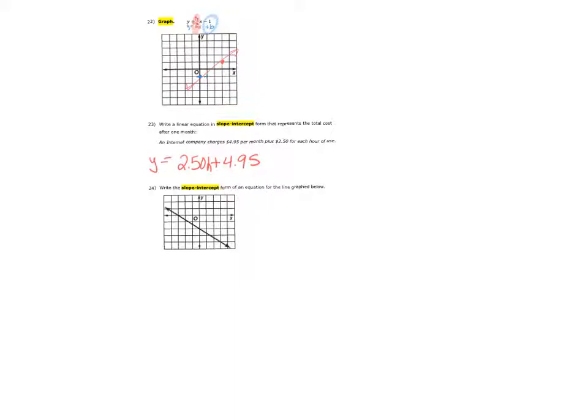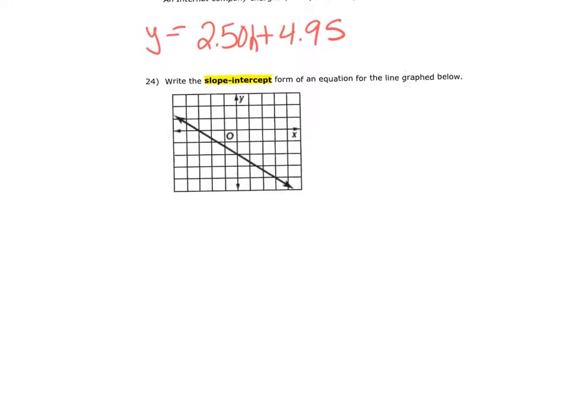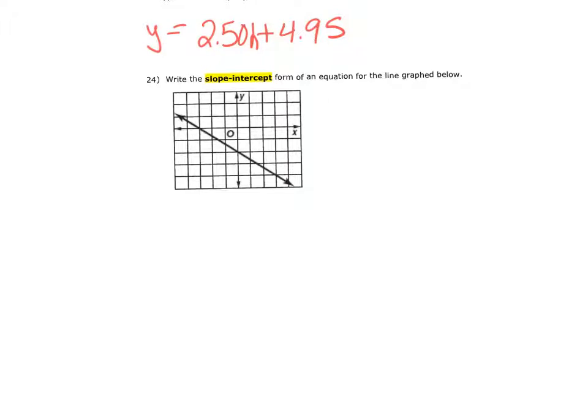Number 24 is asking you to write an equation in slope-intercept form. So we know that slope-intercept form is y equals mx plus b. We can hopefully distinguish that this is the y-axis and this is the x-axis. And if I wanted to identify the y-intercept, what is the y-intercept? It's right here, correct? So if I'm counting by ones, -1, -2 would be the y-intercept.